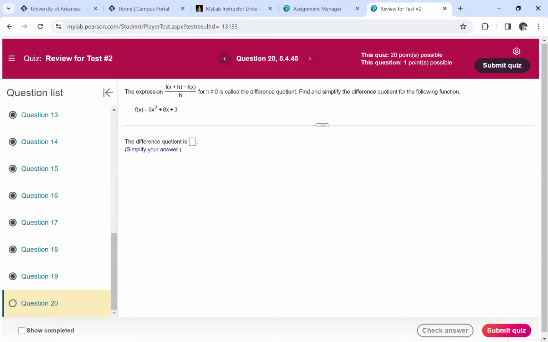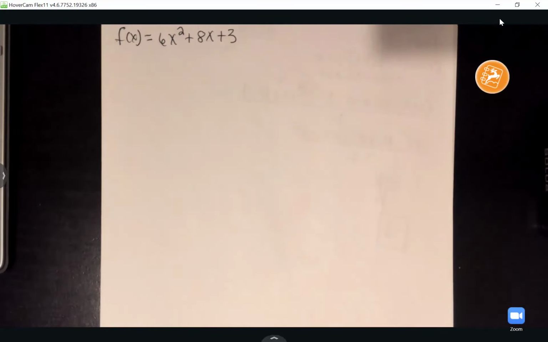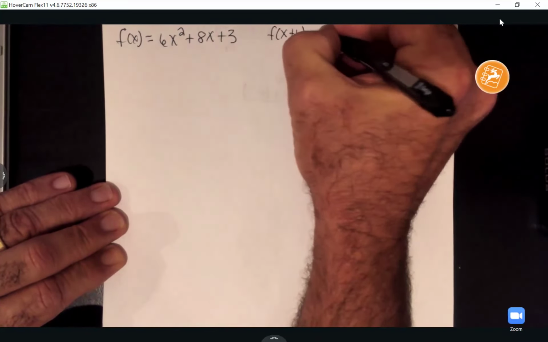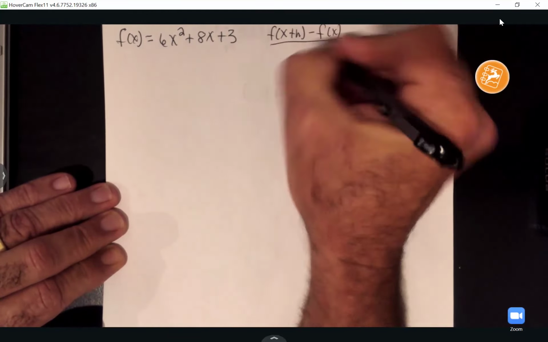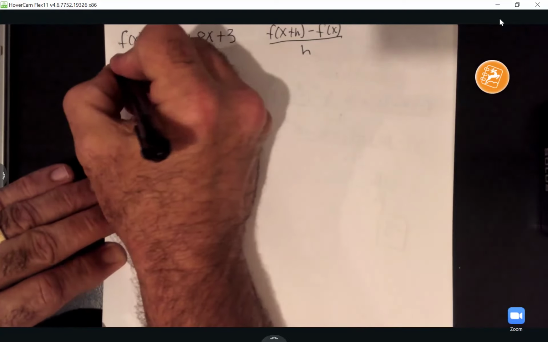Number 20, they're giving us f of x equals 6x squared plus 8x plus 3. All right, y'all. So I'm going to share my screen on this one. This one is not as easy as 19. I can't just pick a number out of that and throw it in the math lab. So let me write my formula: f of x plus h minus f of x all over h. The hard part is finding the f of x plus h.